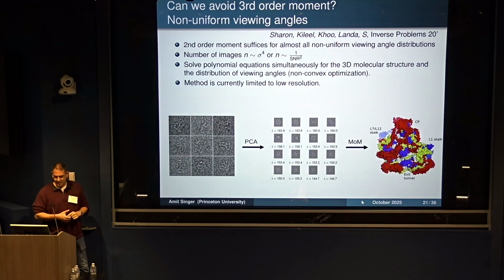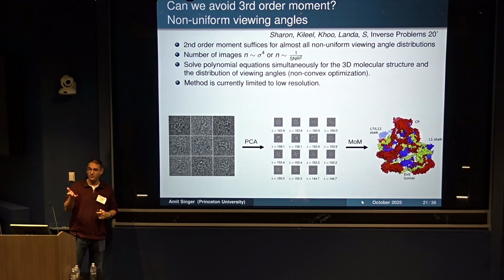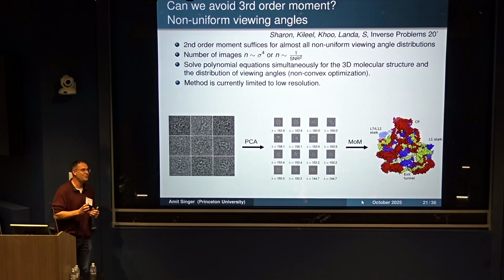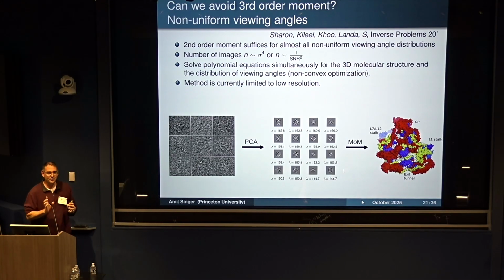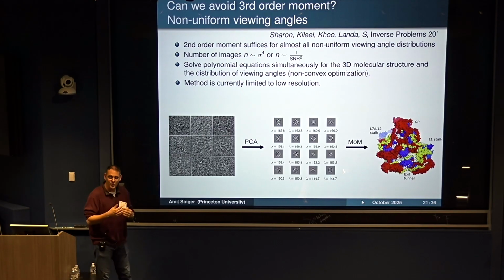Okay. So one way to avoid third order moment is to consider the case of non-uniform distribution. Going back to your question, remarkably, what we were able to show is that in the case of non-uniform distribution of unit direction, even if you don't know the distribution, it is possible, at least on paper, to get uniqueness with only the second order moment. In practice, we're only able to get very, very low resolution.